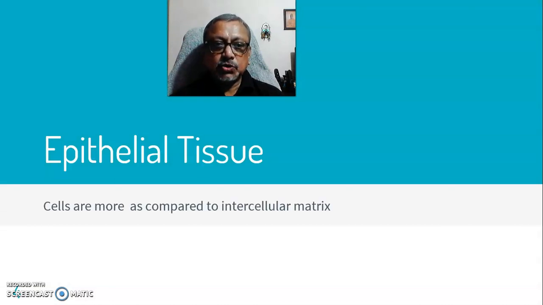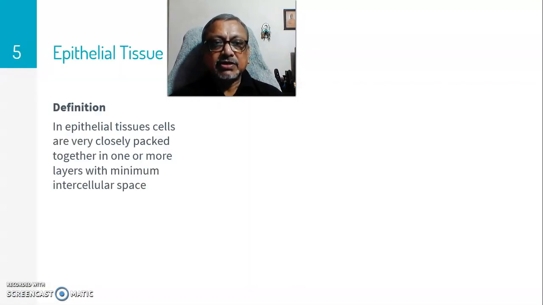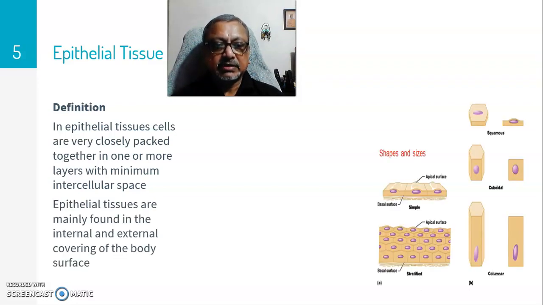In epithelial tissues, cells are more as compared to the intercellular matrix. So the definition, if you look: the epithelial tissue cells are very closely packed with a minimum amount of intercellular space. So obviously the intercellular matrix will also be less.